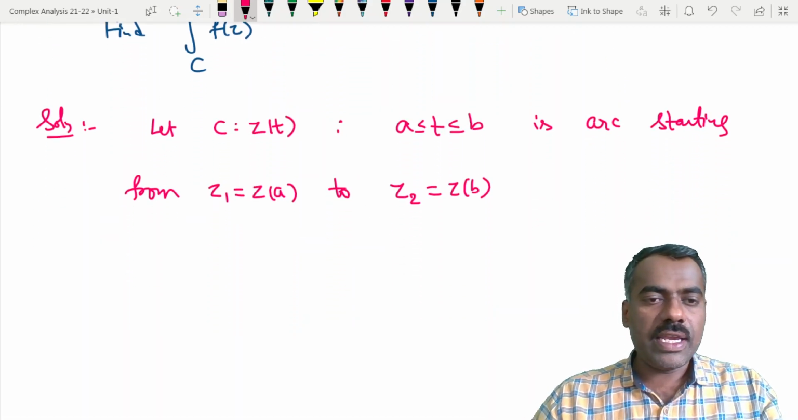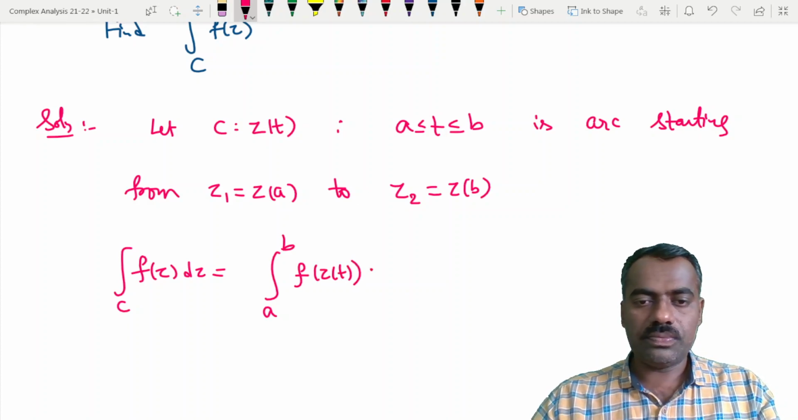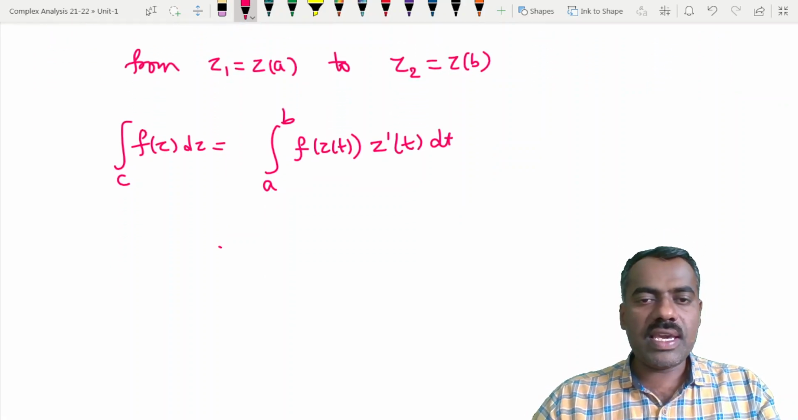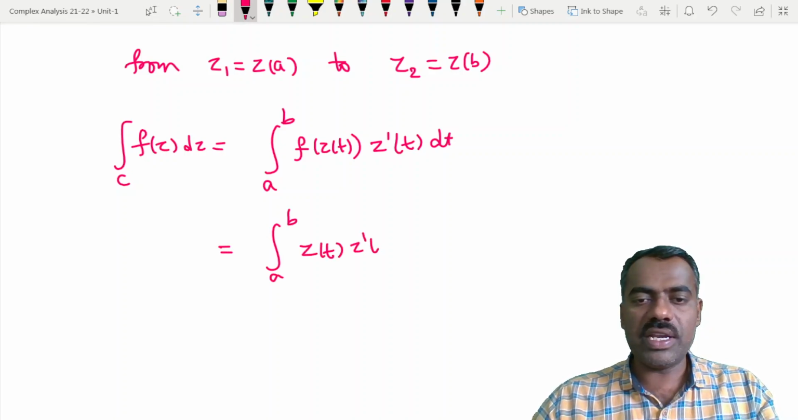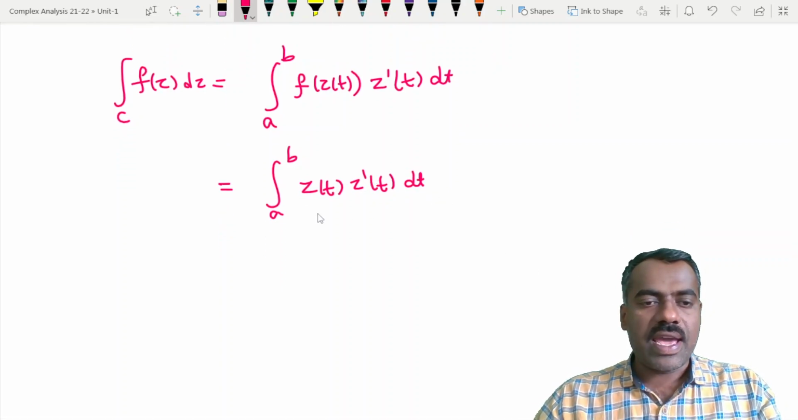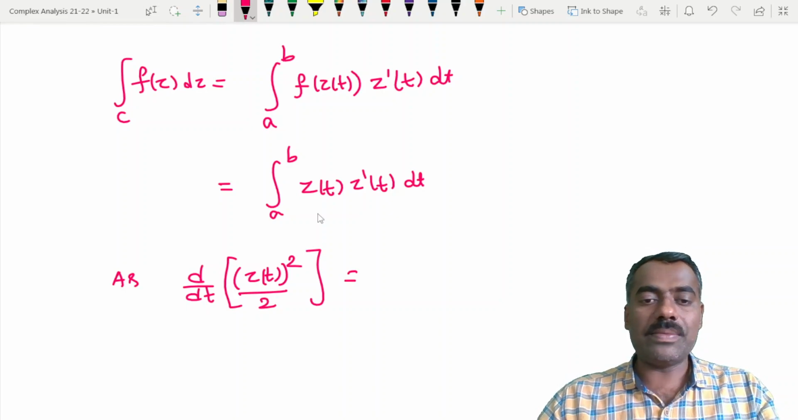We already know the integral over C of f(z) dz is the integral from a to b of f(z(t)) z'(t) dt. In this case, what is f(z(t))? Simply because f is z, it is z(t) into z'(t) dt. But we can observe that this is the derivative of z(t) whole squared by 2, since the 2 and 2 cancel, giving z(t) into z'(t).